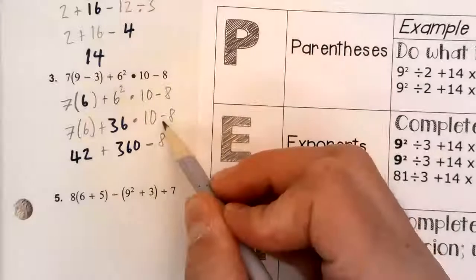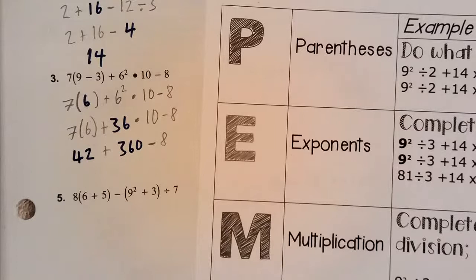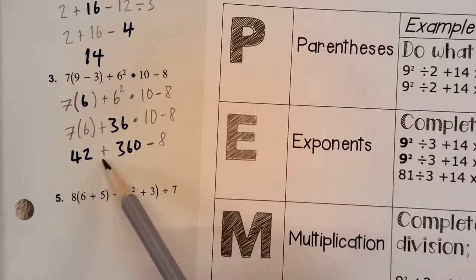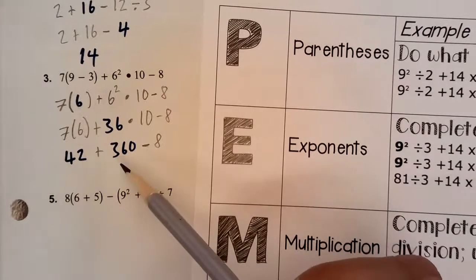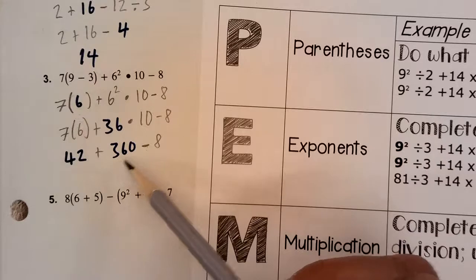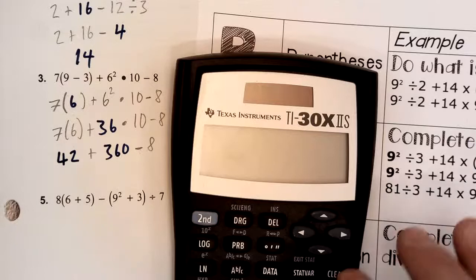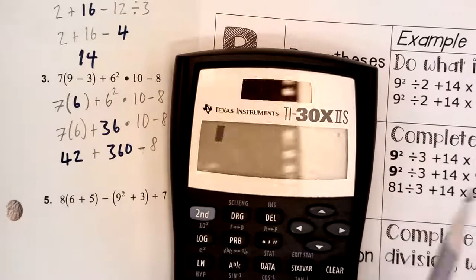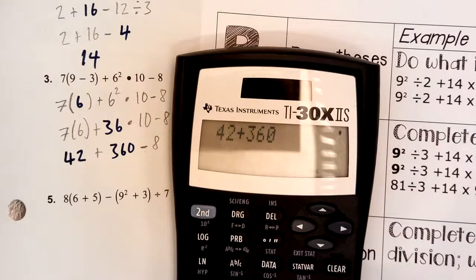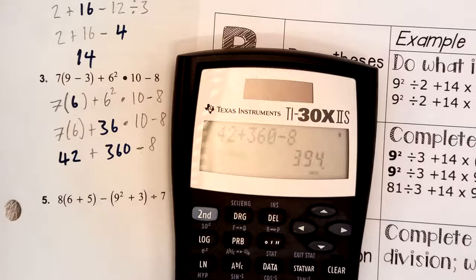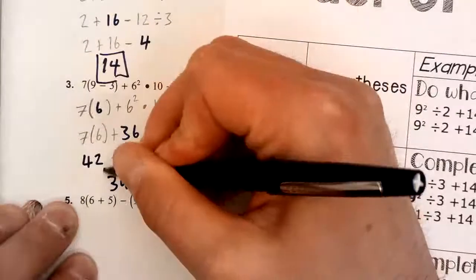And then I still have this minus 8. I haven't done anything with that. Let's make sure we include that here as well. Now I'm left with just addition and subtraction. So let's go ahead and read that left to right. 42 plus 360, that's 402. Minus 8 is 396. And it never hurts to use a calculator and just confirm that last bit there. 42 plus 360 minus 8, and 394. Good thing I checked. All right, I'm going to box my final answers here.